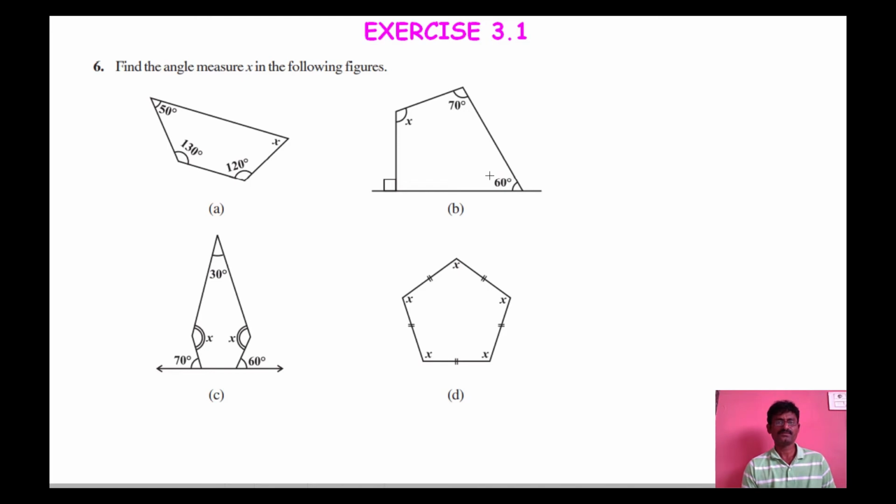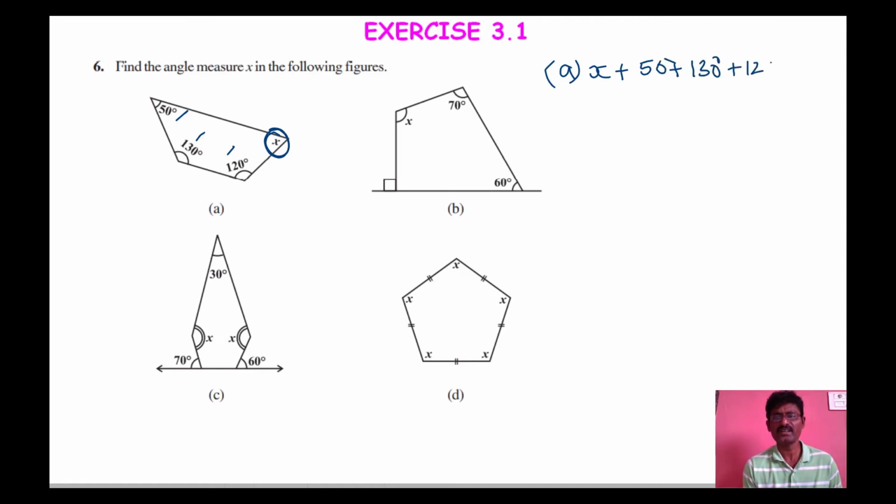Next, sixth problem. Exercise 3.1, sixth problem. Find the angle measure x in the following figures. If you take figure A, you see the x is here and the remaining angles we know. We know that the sum of the angles in a quadrilateral is equal to 360 degrees. So take the sum of all these interior angles and equate that to 360 degrees. So we get x plus 50 degrees plus 130 degrees plus 120 degrees, which is equal to 360 degrees.